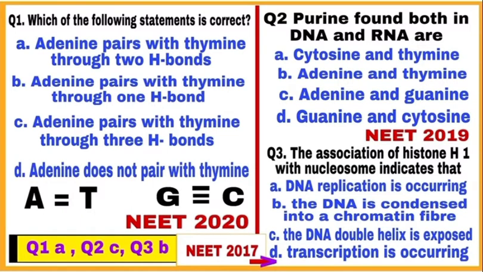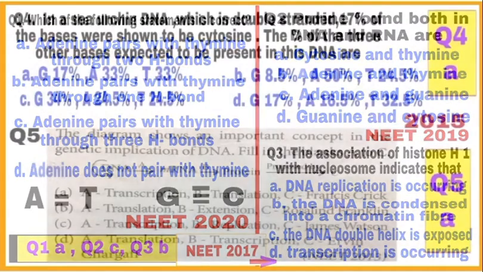Question number 3. The association of histone H1 with nucleosome indicates that histones are positively charged basic proteins which help in packaging of DNA, and the association of histone H1 with nucleosome indicates that DNA remains in its condensed form. So correct answer is B. The DNA is condensed into a chromatin fiber when H1 is associated with nucleosome. So mark B as a correct answer.